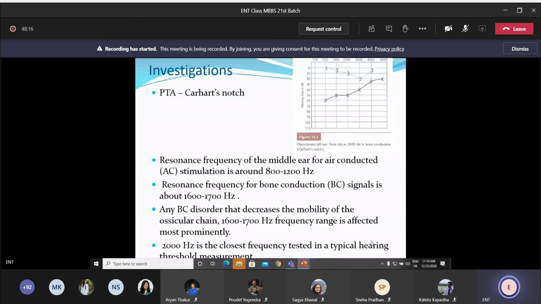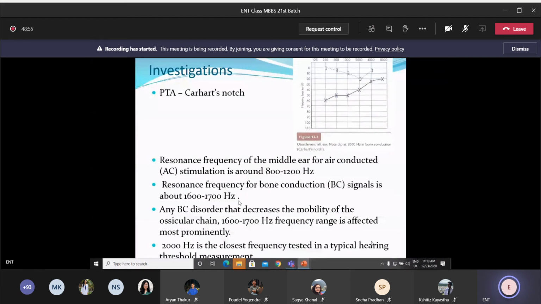So what is a Carhart notch? You can see it in the picture. Okay, can you see the dip at 2000 Hz? Can you see it? So this notch is Carhart notch. So what happens here? The resonance frequency of the middle ear for air conduction stimulation is around 800 to 1200 hertz. So you have to keep that in mind. Okay. So resonance frequency for bone conduction is about 1600 to 1700 hertz. So these are the standard measures.